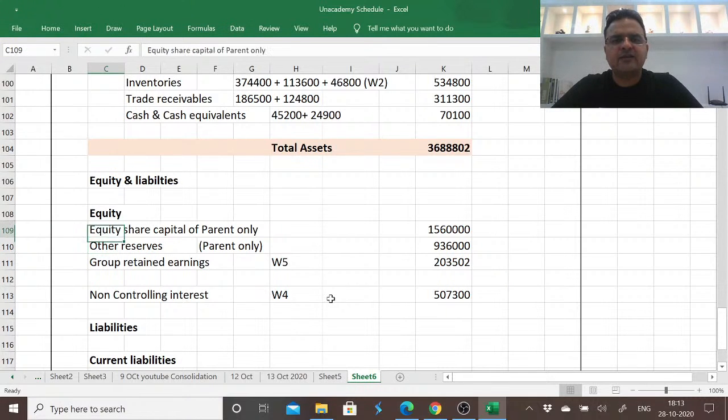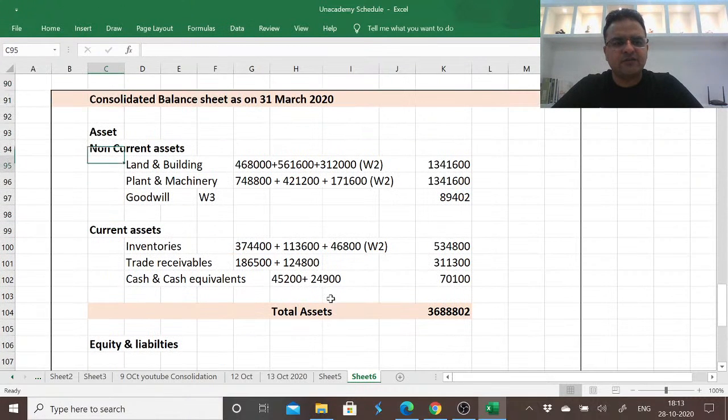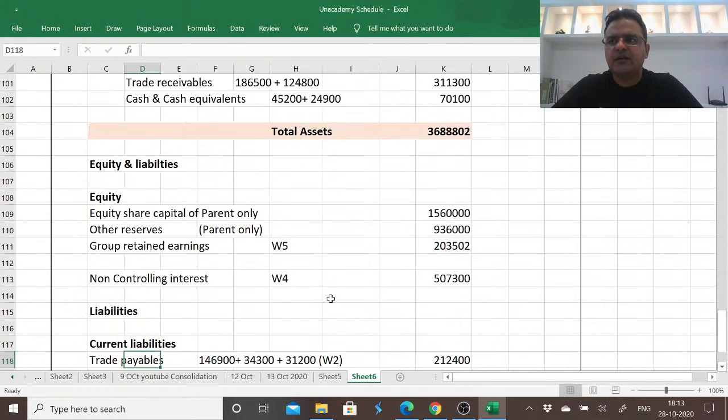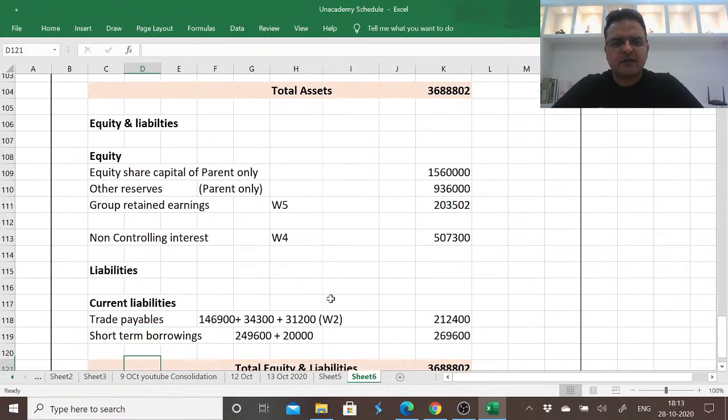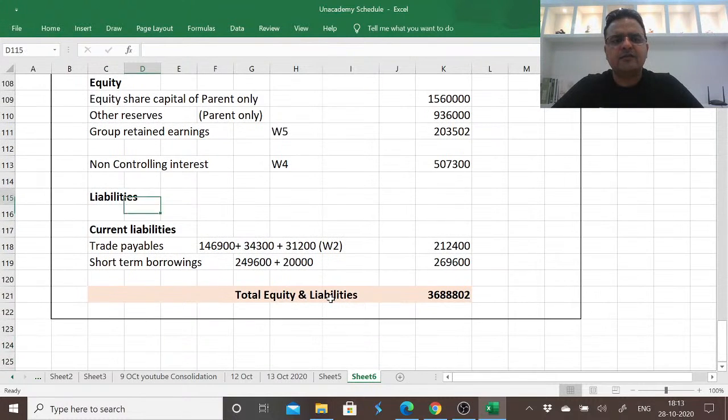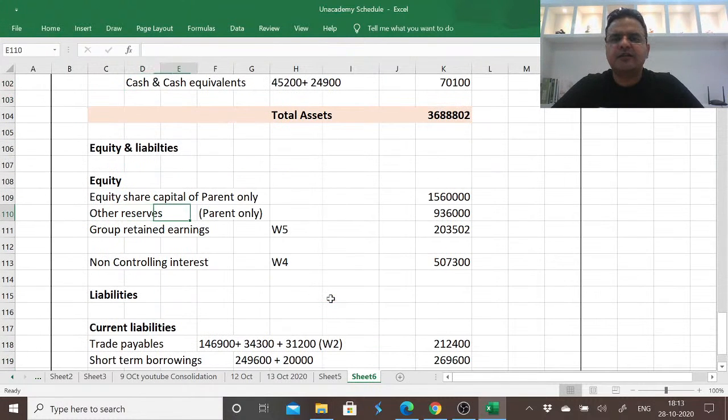of subsidiary gets cancelled with investment in subsidiary. That is the reason investment in subsidiary is not included on the debit side. We only included the goodwill amount, because investment in subsidiary is cancelled with the share capital of subsidiary and other reserves.